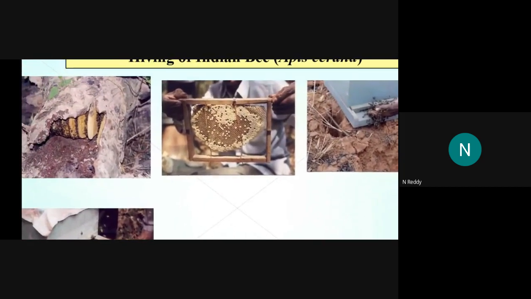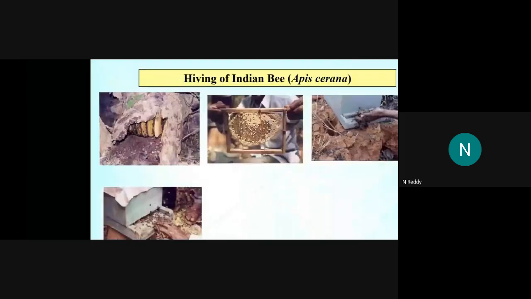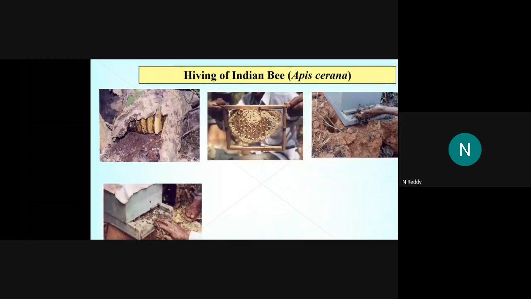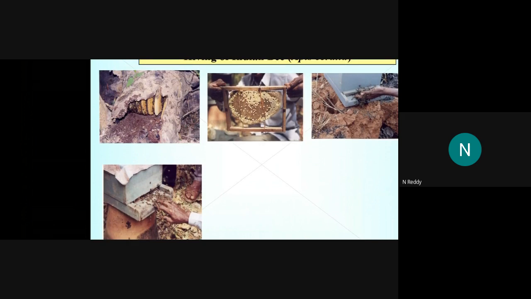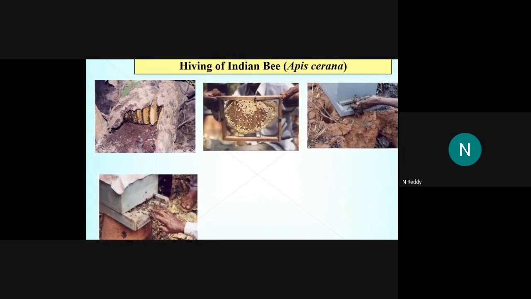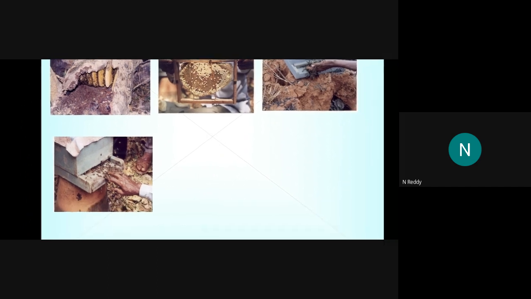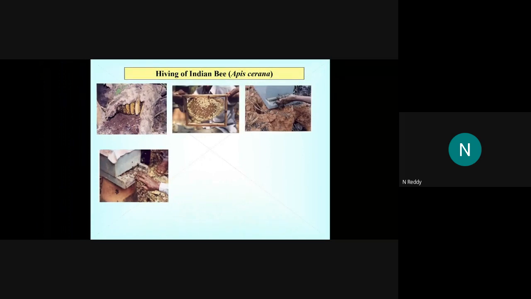And after we transfer some half strength of the colony into the box, if the queen is transferred into the box, naturally all the remaining worker bees get into the box in the next 15 or 20 minutes.